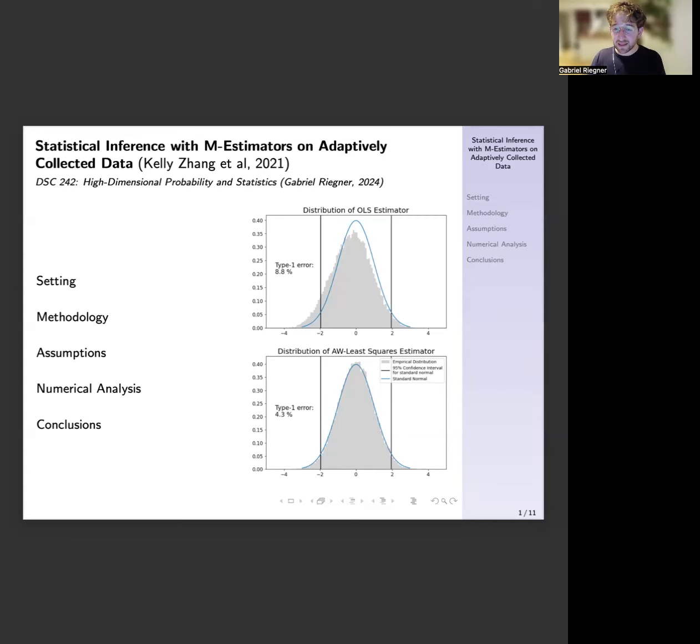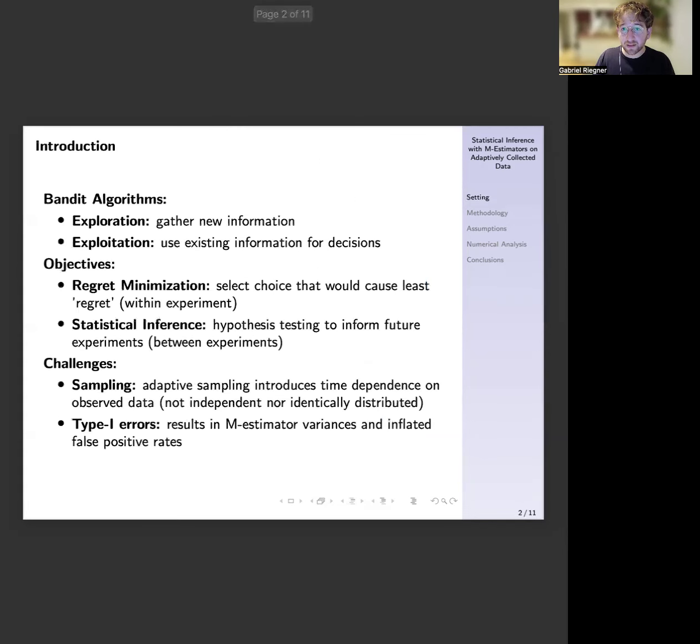I'll cover the setting, the methodology, and assumptions, and then my own numerical analysis, since the authors supplied the code needed to reproduce and test the results in their paper. Let's start with some background.